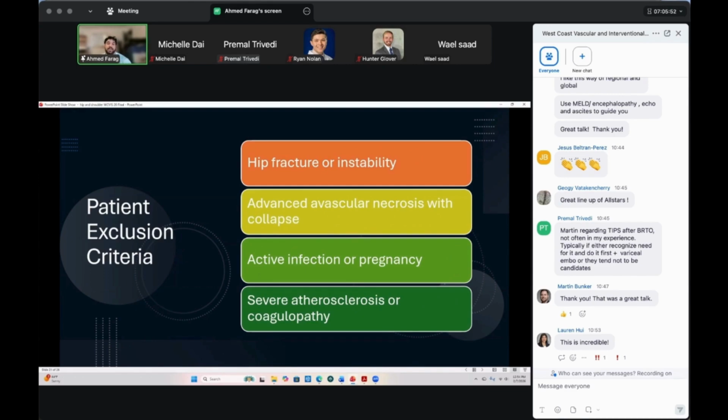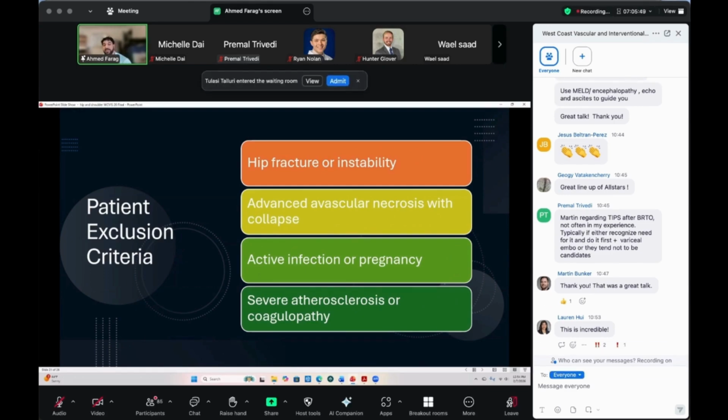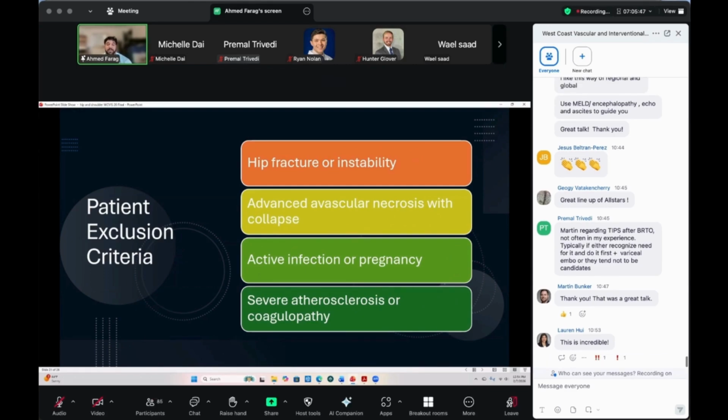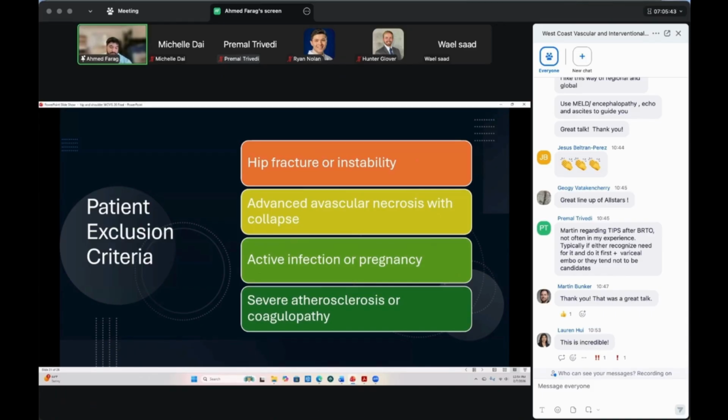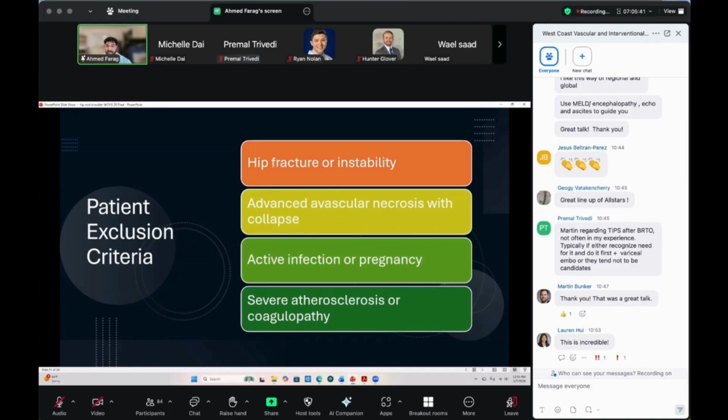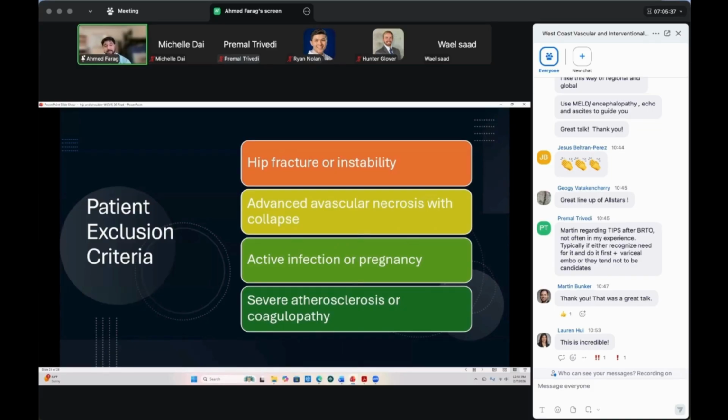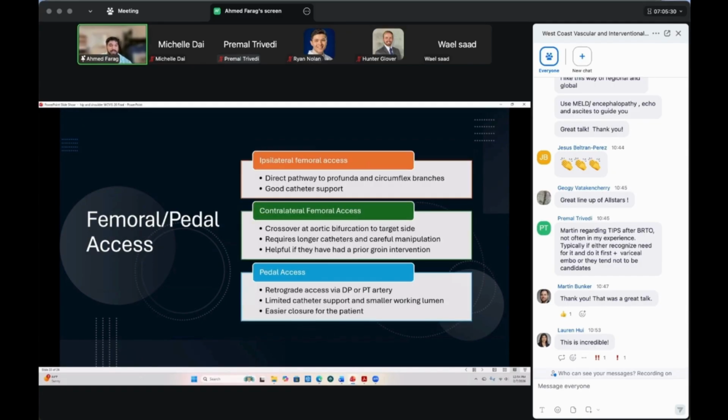Exclusion criteria, like we mentioned above: anyone that has fractures, instability. It's very important that you rule out AVN. I think the hip, more than any other joint, has a predisposition to this. I always get an X-ray. If there's any question about it, get an MRI, and I would say almost 95% of my patients are getting MRIs on this. And obviously anyone with active infection or pregnancy, and use your judgment for PAD and coagulopathy.